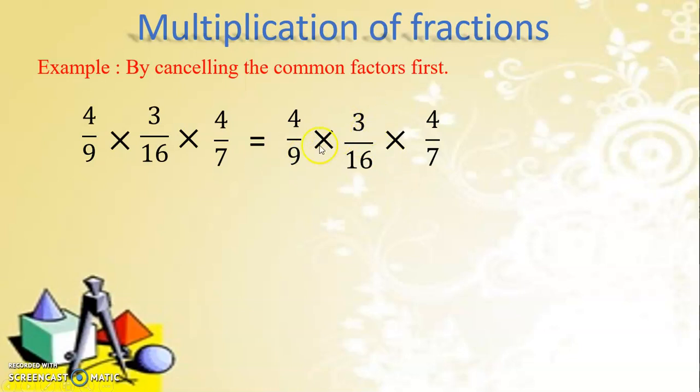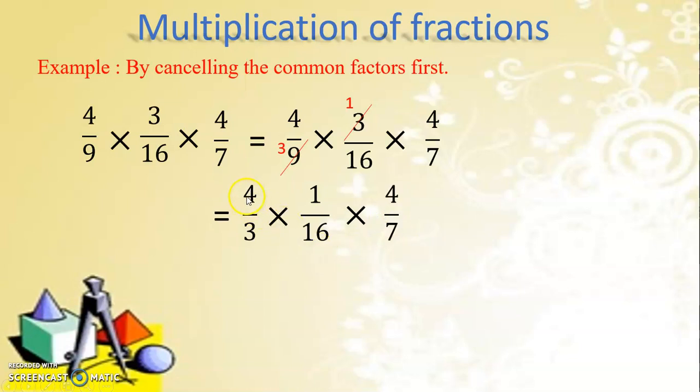What is the common factor of 3 and 9? It is 3. So 9 divided by 3 is equal to 3 and 3 divided by 3 is equal to 1. I will write it again. So it will become 4 over 3 times 1 over 16 times 4 over 7.